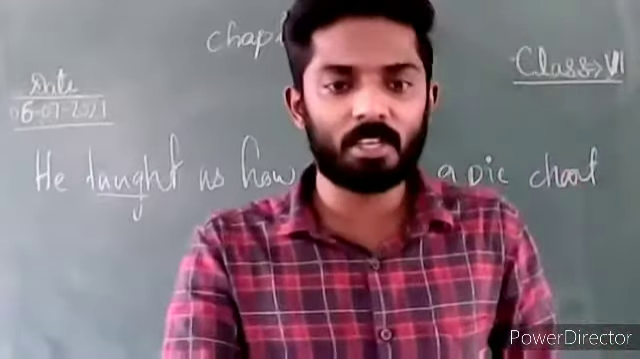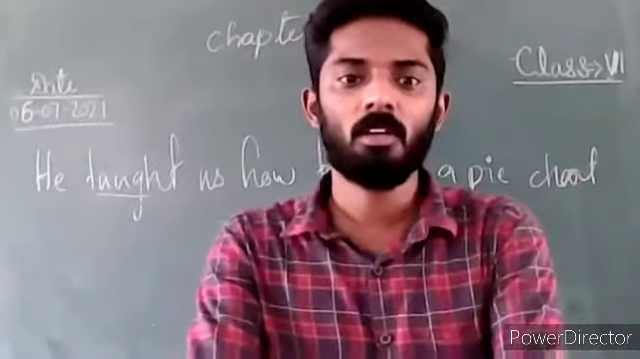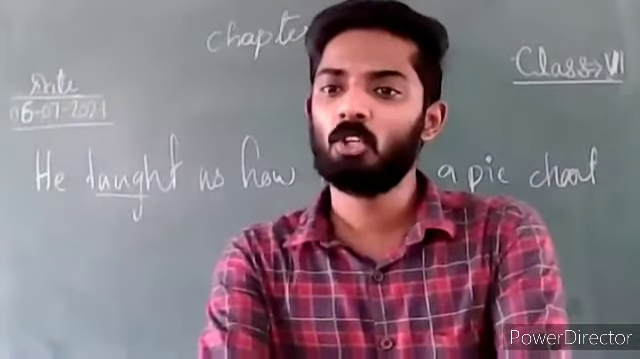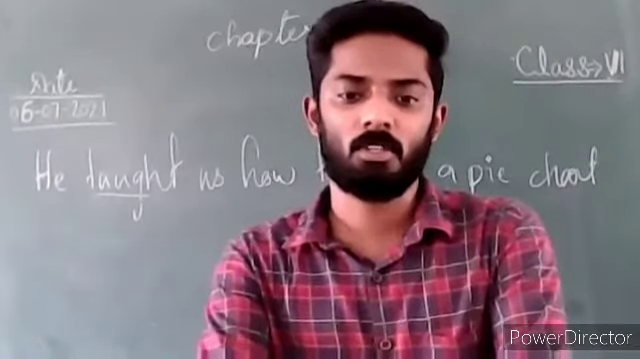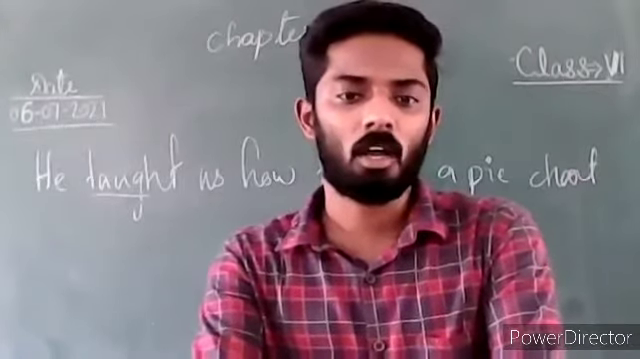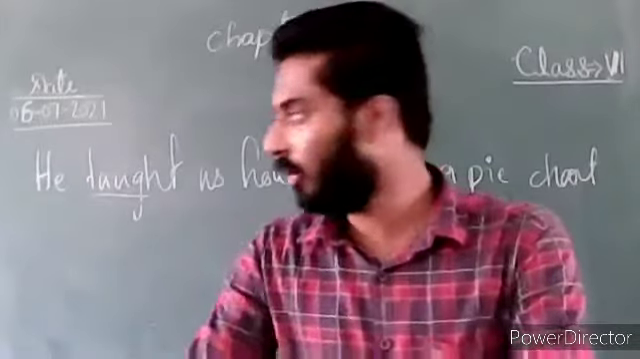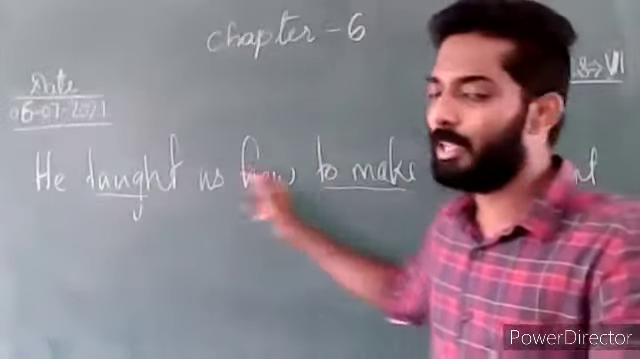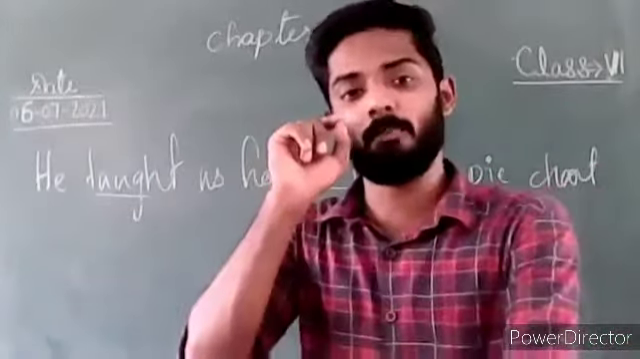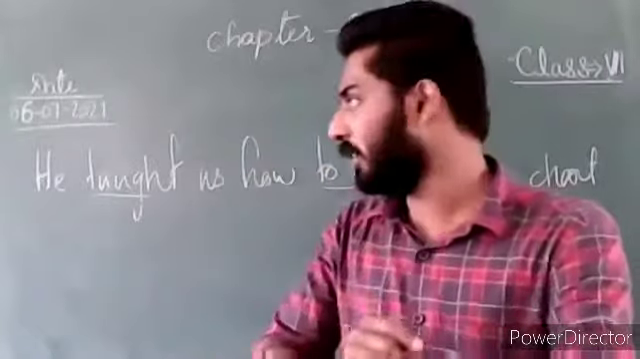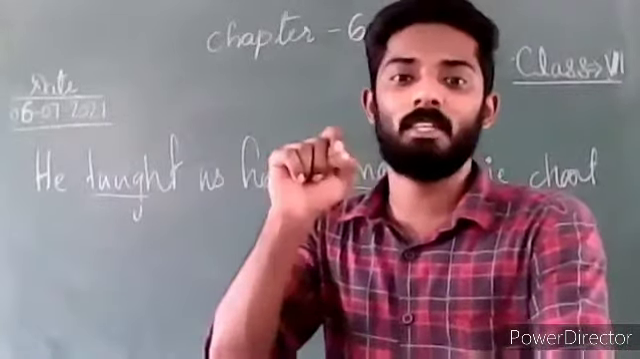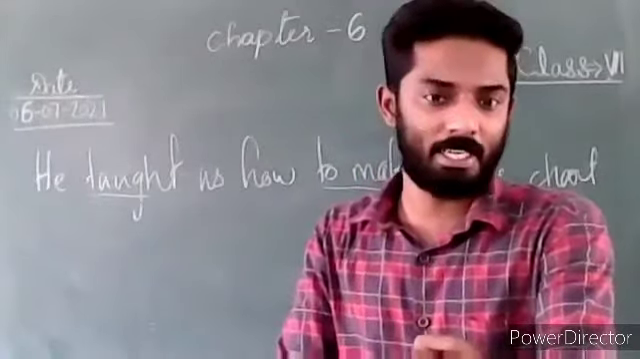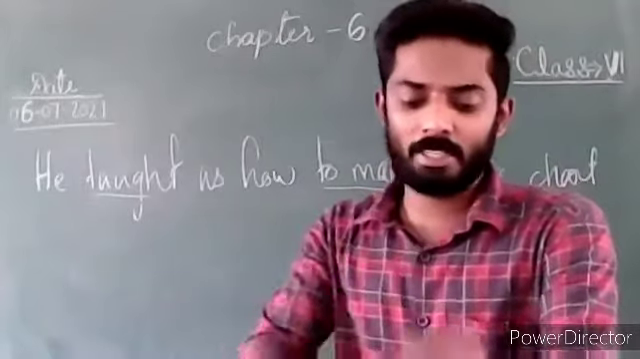In your textbook itself there is one example which is given. "We allowed them to enter the premises." So there are two verbs. One is the finite verb and another one is the non-finite verb. We allowed: the word allowed is the finite verb, and to enter the premises is the non-finite verb which is used in the sentence. Let us see the second example.